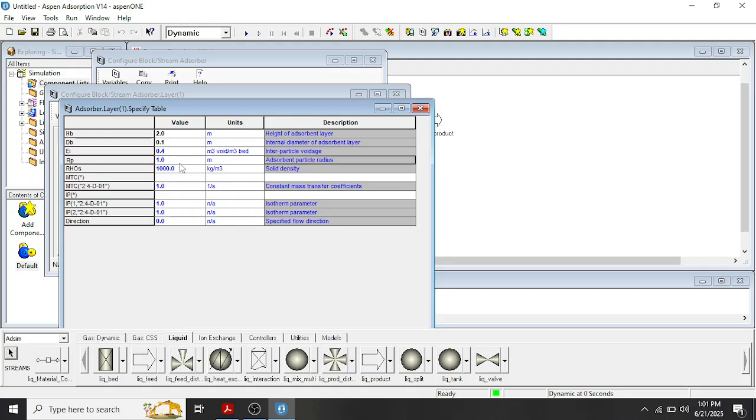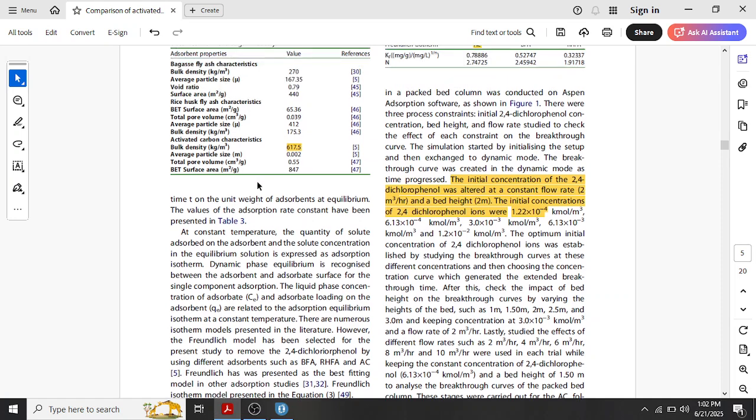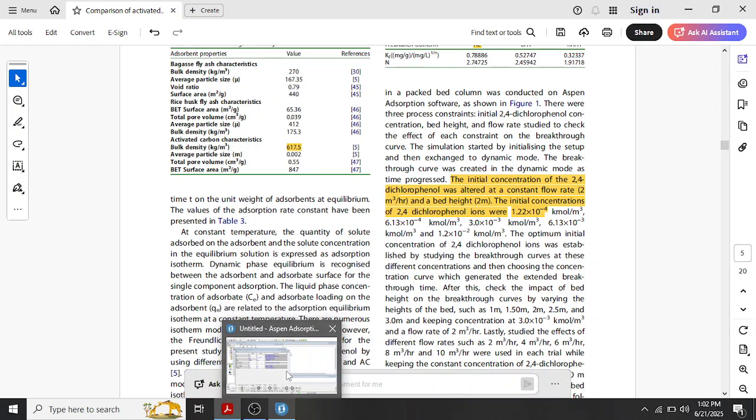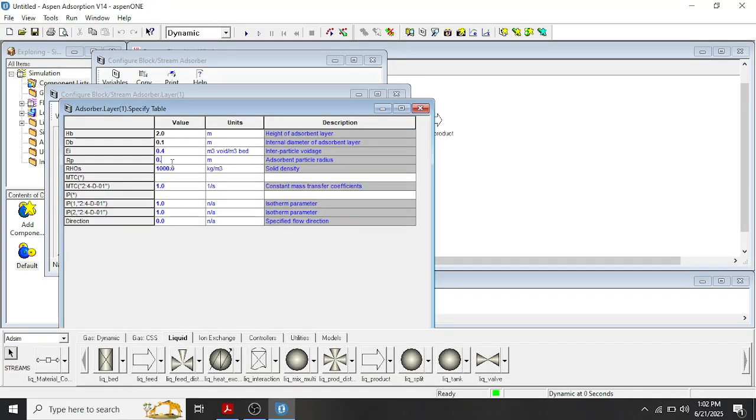The adsorbent particle radius. So this is the radius of the activated carbon particle. We are using a spherical activated carbon particle. Here you can see the diameter, the average particle size. So the radius will be this divided by 2, because diameter divided by 2 is the radius. So it is 0.001 meter. This is the radius of the adsorbent particle.